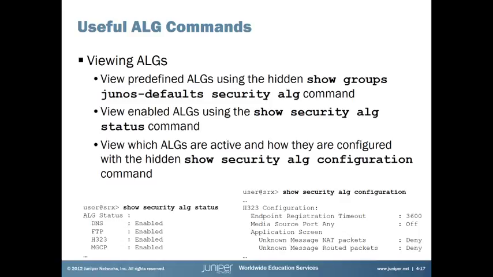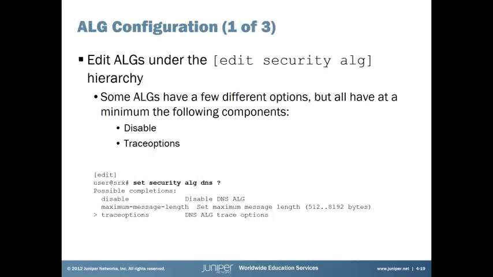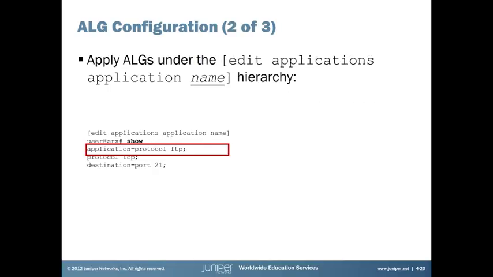And they are invoked automatically. So if you configure a security policy to allow one of those protocols in your policy, then the ALG will automatically be invoked when traffic matches that policy. You can edit them. You can disable them if you want to. Put trace options onto them to see when they're actually being invoked.